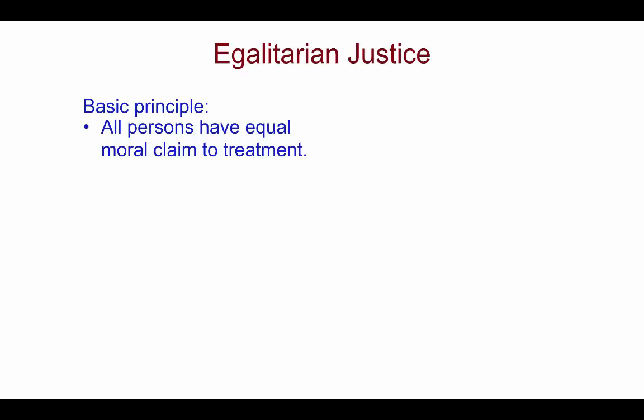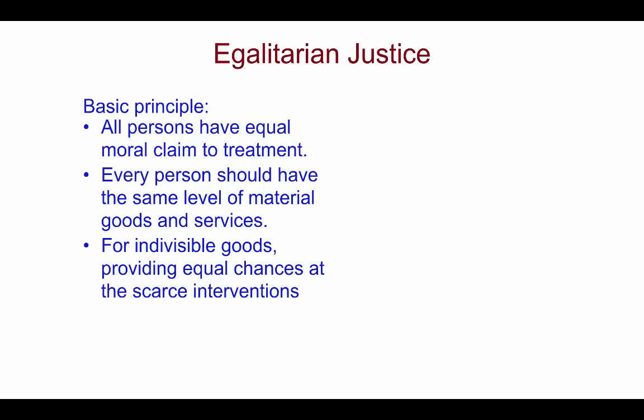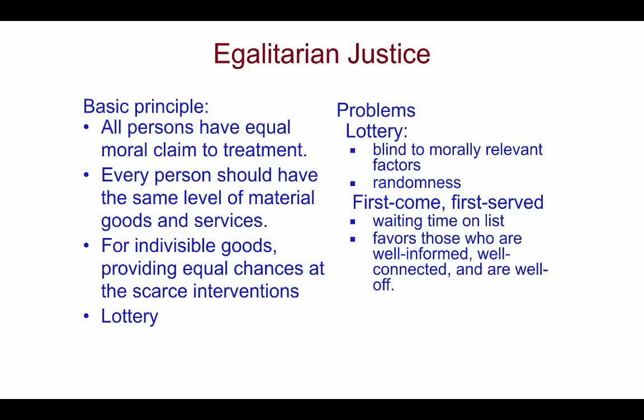Then we have egalitarian justice. The basic principle here is that all persons have equal moral claim to treatment. Every person should have the same level of material goods and services. For indivisible goods, like organ transplants, one should have equal chances at the scarce interventions. One way to achieve egalitarian justice is by the use of a lottery.